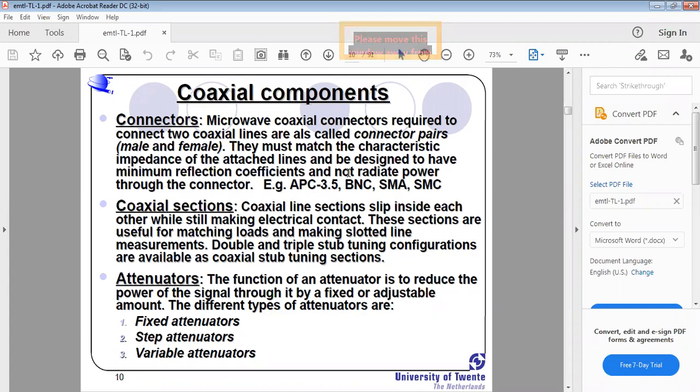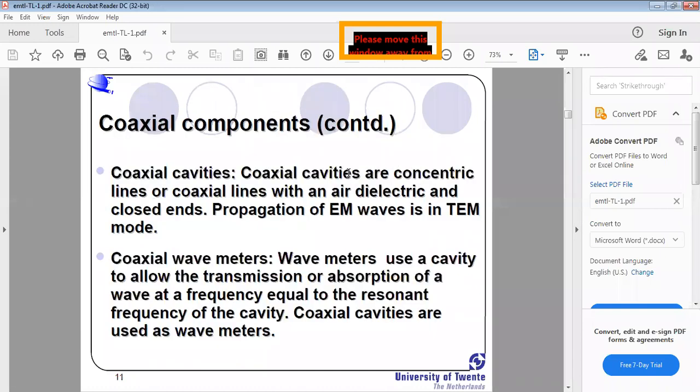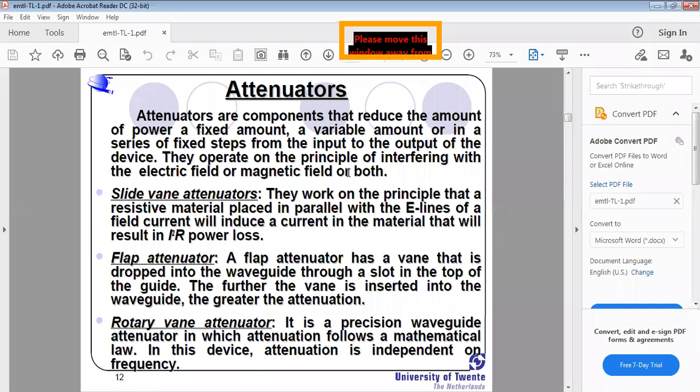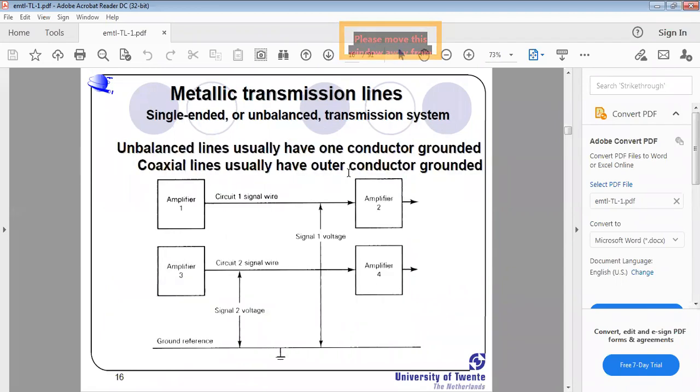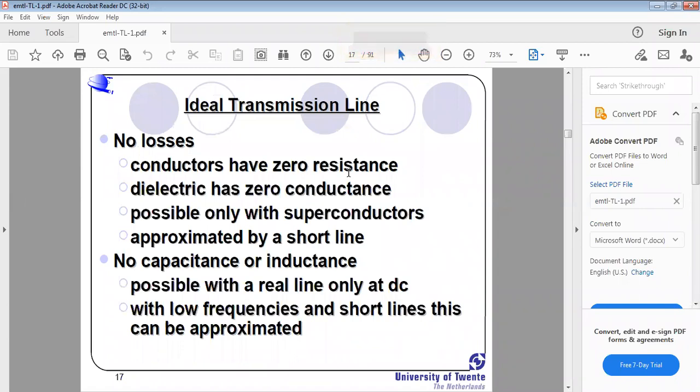Here the attenuators are used to reduce the signal strength. An attenuator is always a resistor network, considered as two types: fixed attenuators and variable attenuators. The variable attenuator has one type, the step attenuator, just like a fan regulator. Coaxial components, there is no need for this; you already discussed it in yesterday's class, along with metallic transmission lines. Let's go through these images. I already shared this PPT in our WhatsApp group.